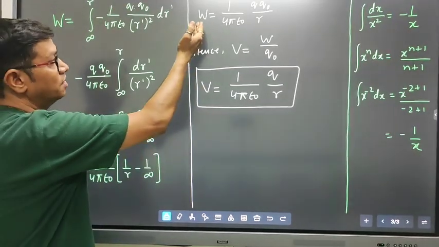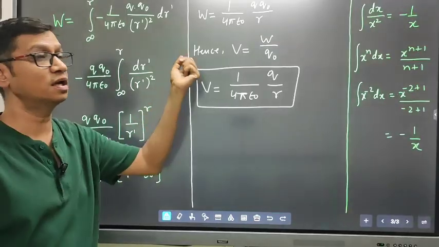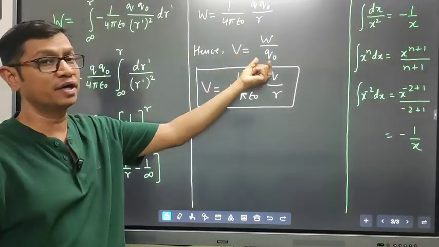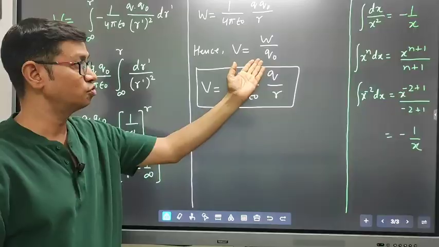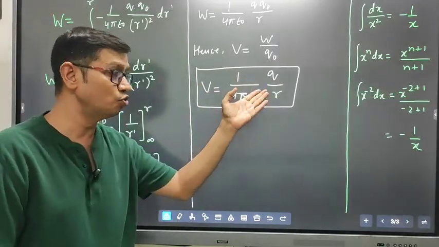so बचेगा क्या, 1 upon 4πε₀ Q₀ by r, this is the work done. पोटेंशियल क्या आ जाएगा, W by Q₀, unit positive charge, तो Q₀ से डिवाइड कर दोगे, this is 1 upon 4πε₀ Q by R.